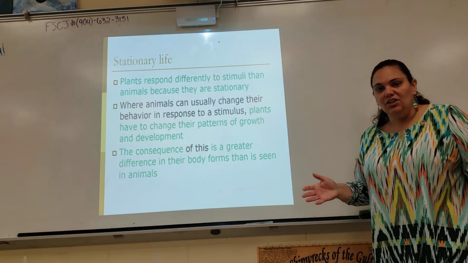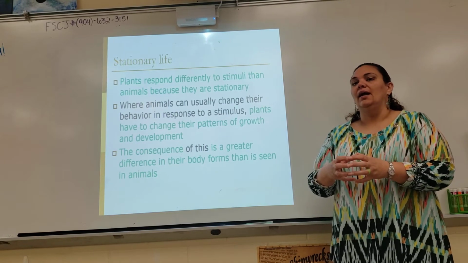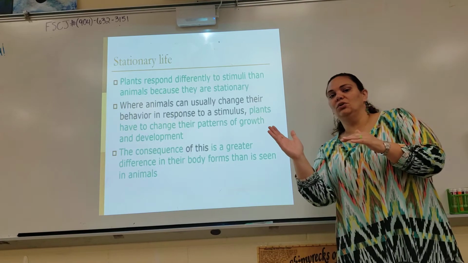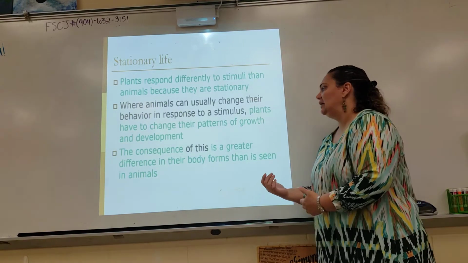Plants have to change their patterns of growth and development. We've all done the little experiment or seen the little experiment done, right? If you put a plant in a little labyrinth, is it going to grow towards the light? And of course the answer is always yes. The plant's going to grow towards that light. That's what they mean, okay?